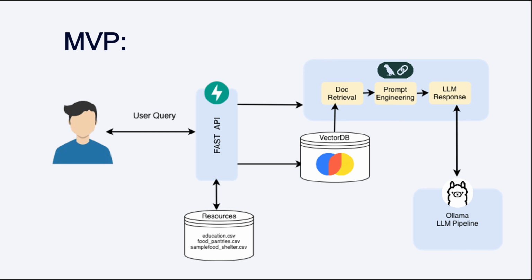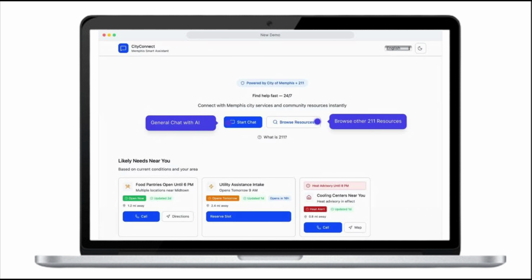and next steps. Our minimum viable product has a backend that uses things like FastAPI, Python, a vector database, and the Llama interface with the Llama 2 model. In this demonstration, we have already integrated Memphis datasets like local food pantries, shelters, and educational resources. And this is a system designed to scale to more categories. So let's take a look at our video for this model.